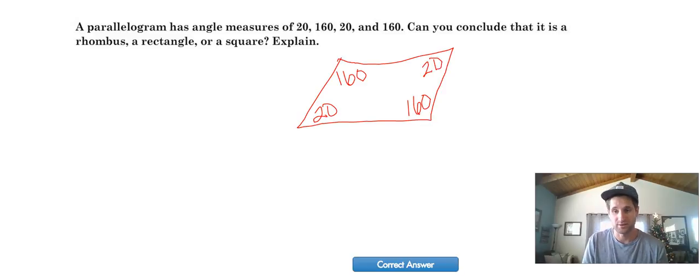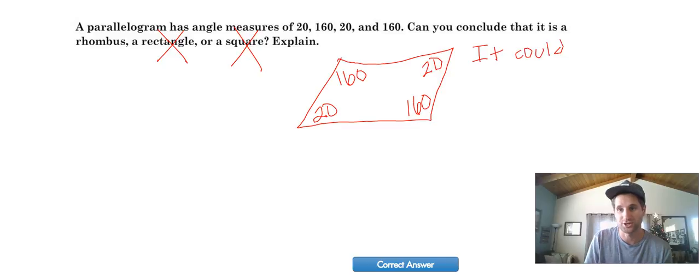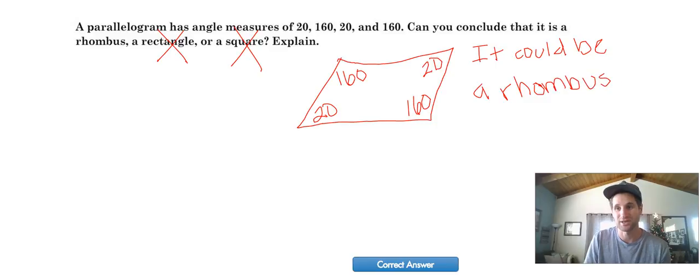I don't know anything about the sides, and I don't know if the diagonals are bisecting, so I can't say that. Is it a rectangle? I know for sure it's not a rectangle because these are not 90 degrees, and I know it's not a square. So can you conclude it's a rhombus? It could be a rhombus. We don't know for sure, but it could be. Remember, whenever you're doing any problem, you have to write the whole problem out, otherwise it doesn't help you to go back and review it. But this could be a rhombus because we don't know about the sides.